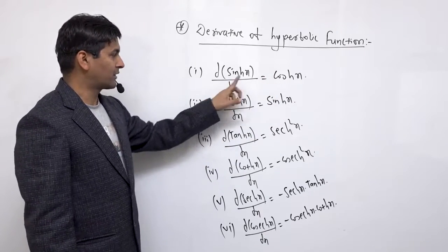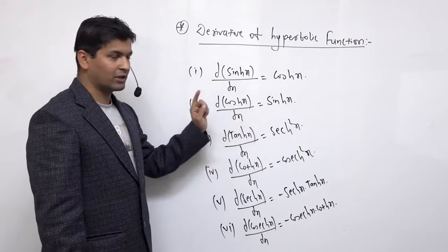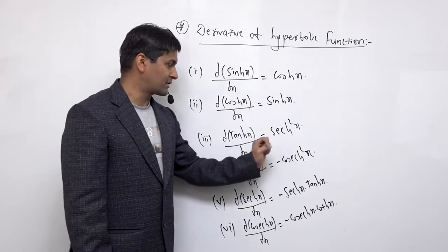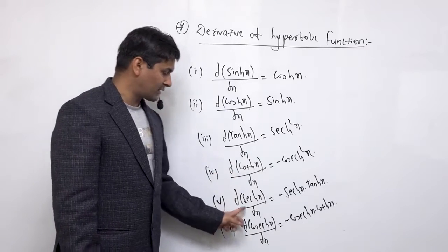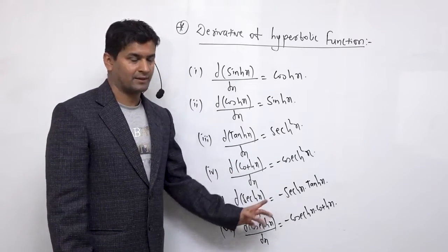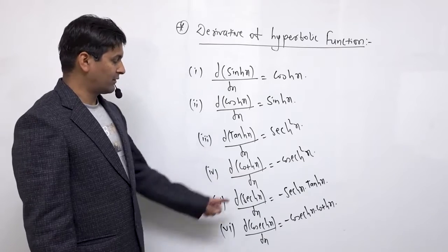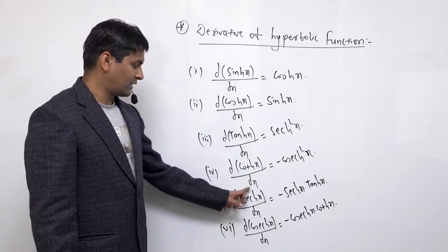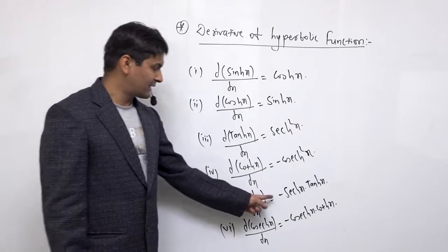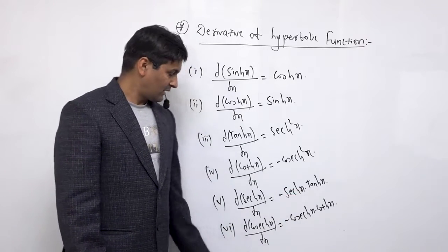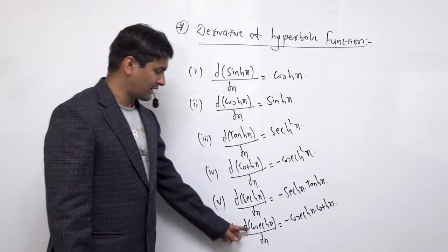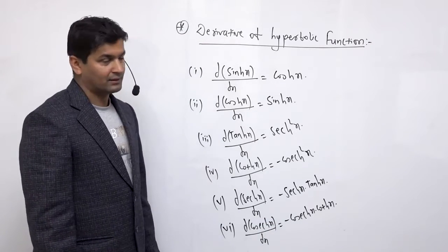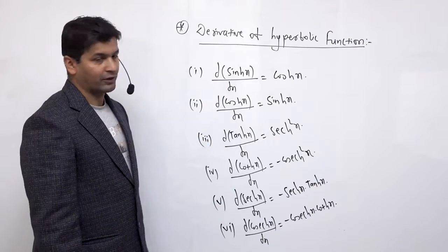Sin hx को derivative चाहिँ cos hx हुन्छ, cos hx को derivative sin hx, tan hx को derivative sec h square x, अनि cot sec र cosec को derivative चाहिँ सबै minus. Cot hx को derivative with respect to x minus cosec h square x, sec hx को derivative with respect to x minus sec hx into tan hx, cosec hx को derivative with respect to x minus cosec hx into cot hx. These are the derivative of hyperbolic function.